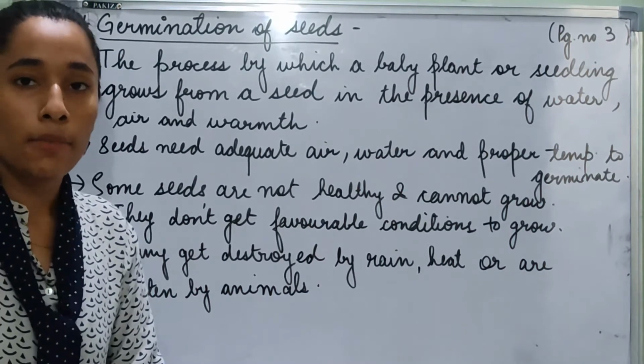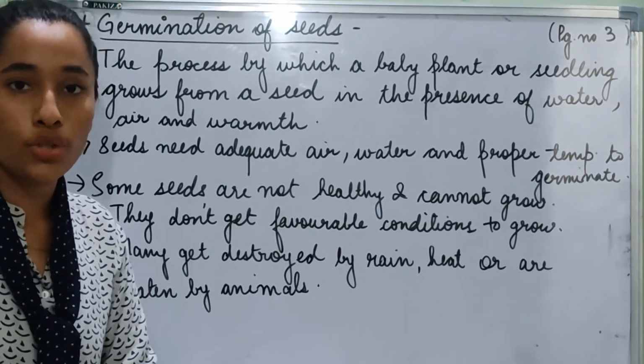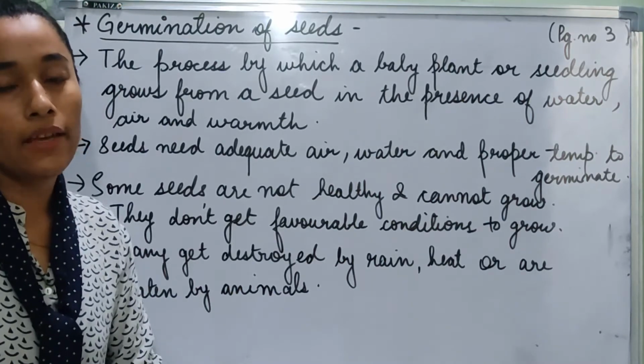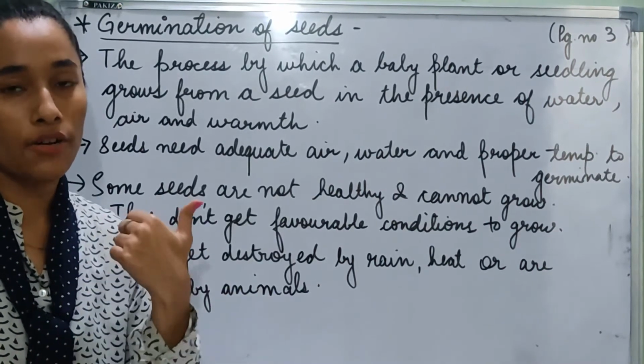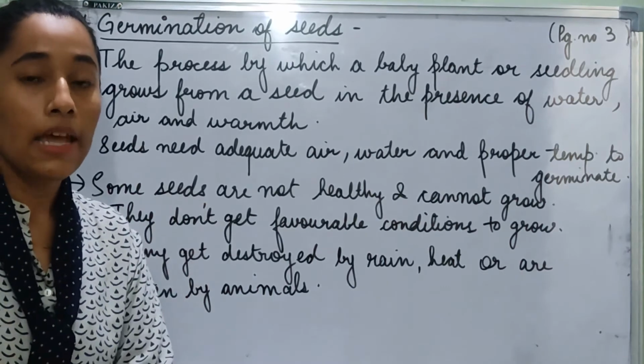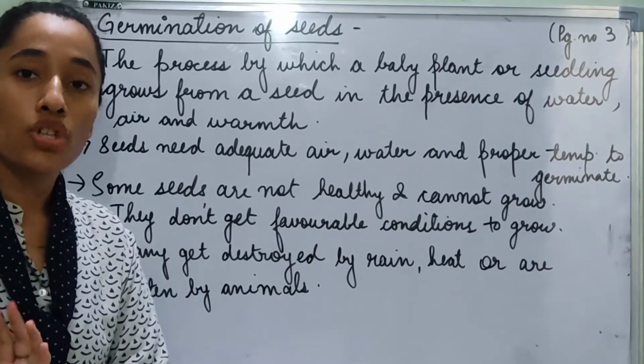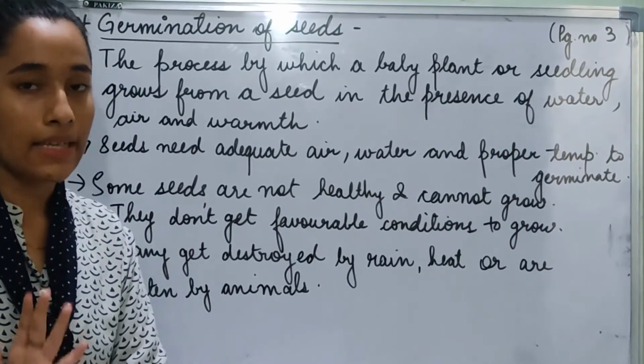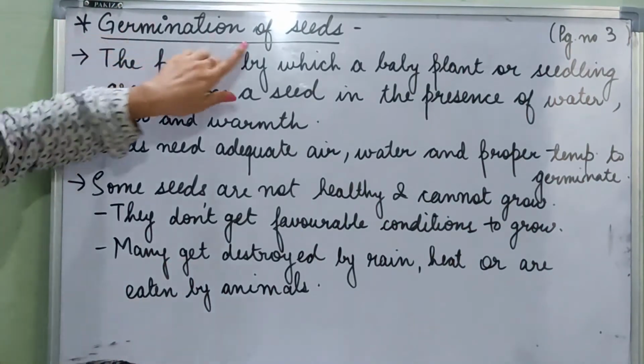In the last class of our revision, we learned about the first chapter, which is about plants. We learned about reproduction in plants and reproduction in seeds. And we learned that there are two types of plants, flowering plants and non-flowering plants. Today we are going to learn about germination from seeds. So our topic for today is germination of seeds.